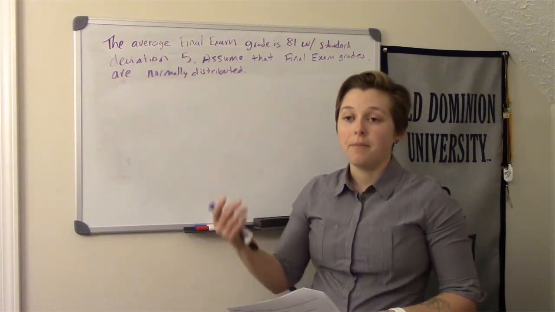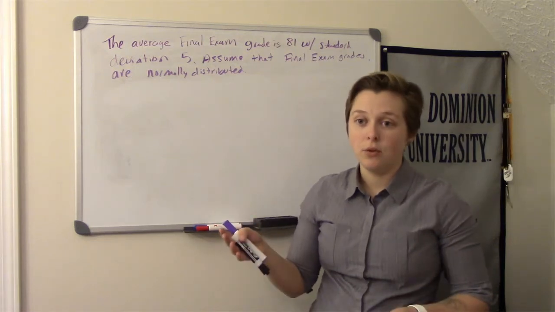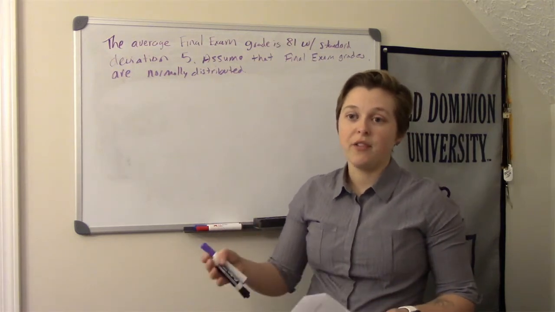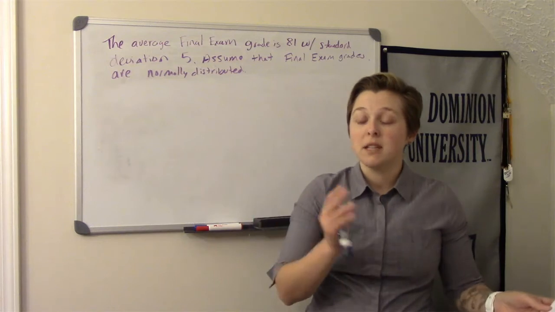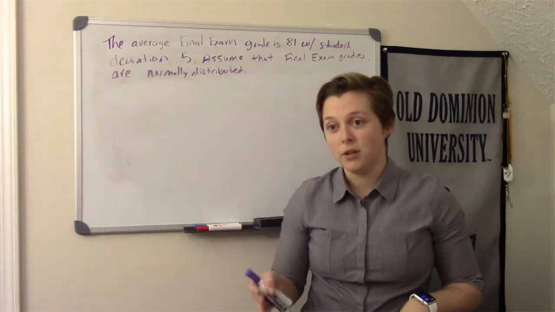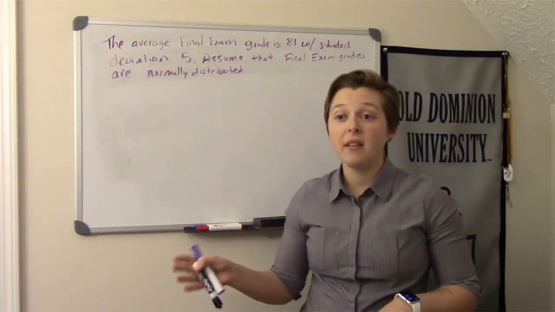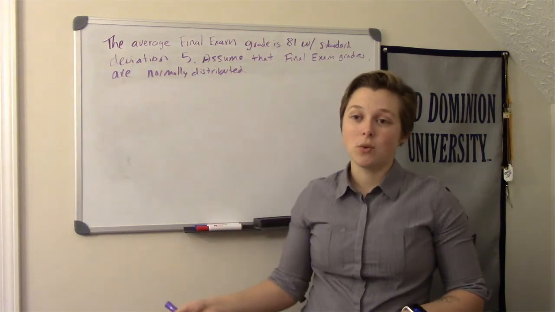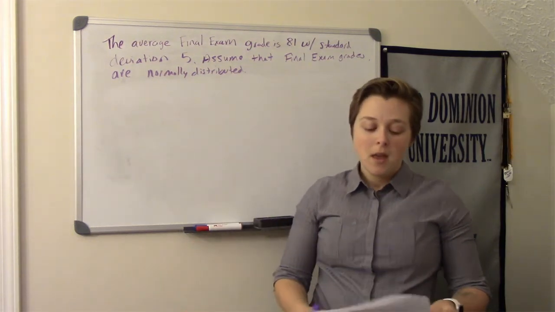So 40 to 50% will come from material already covered in exam 1 and 2. So it's a little heavier weighted towards the end of the class, right?